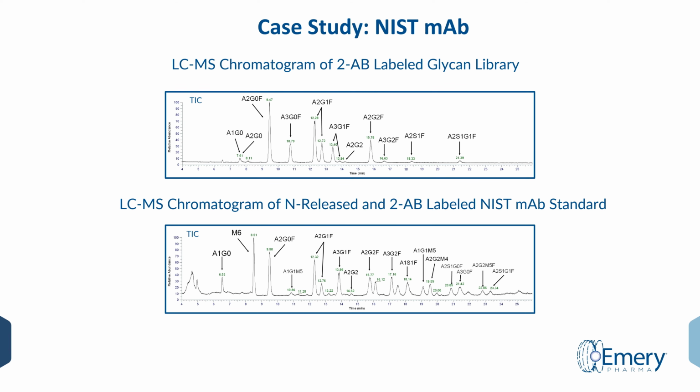In this slide, I have presented the LC-MS chromatograms of the 2-AB labeled glycan library on top and the results from our case study on the mAb on the bottom. In the mAb, we identified over 25 glycans.